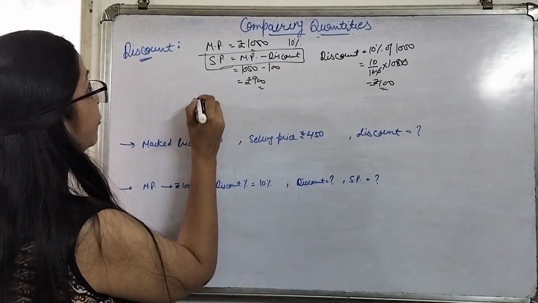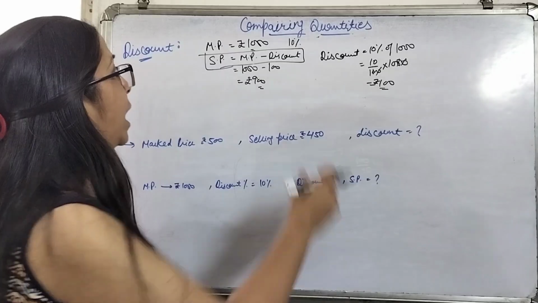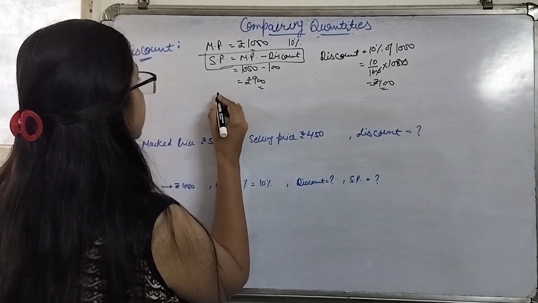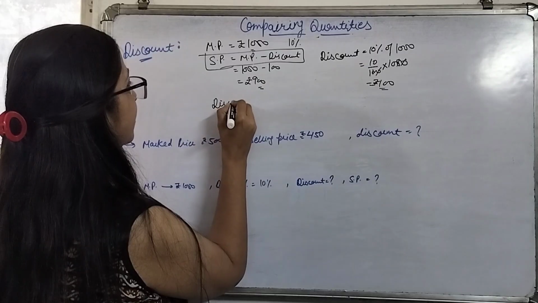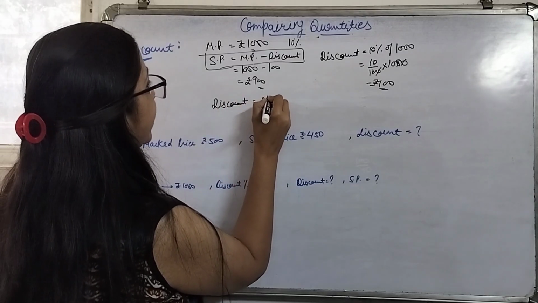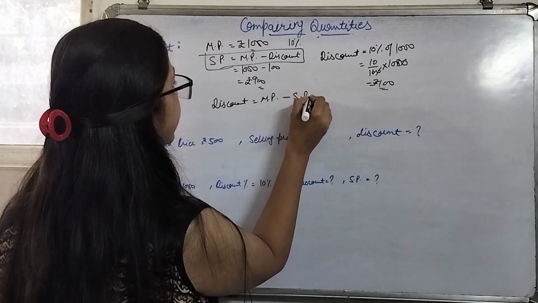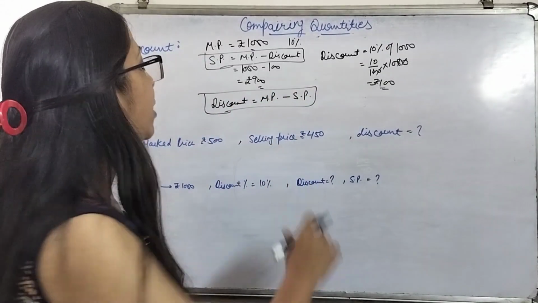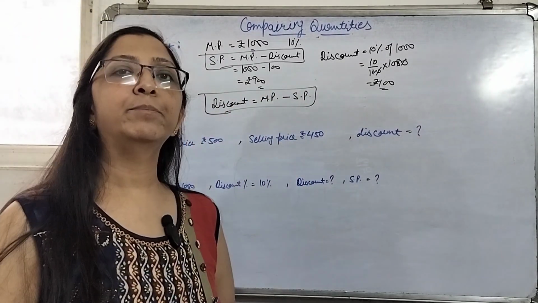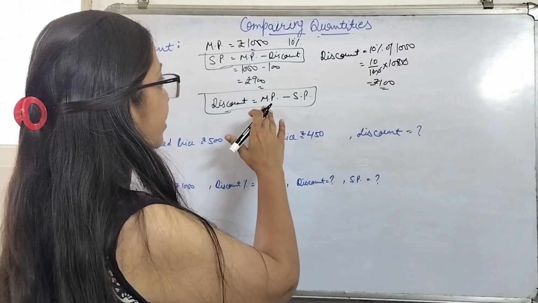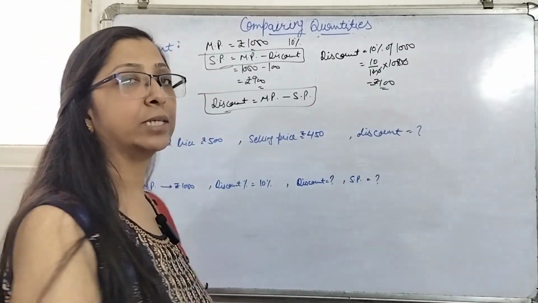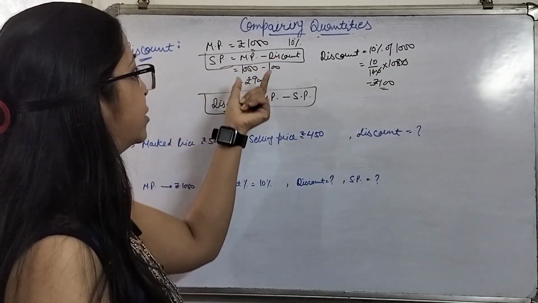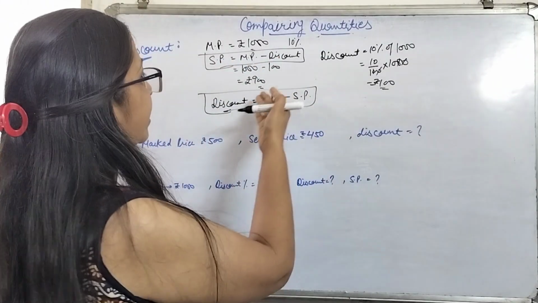Or we can say if marked price is given to us and selling price is given to us, we can find the discount also. So discount will be marked price minus selling price. If from the marked price we subtract the selling price, we will get the discount. That means how much deduction in the marked price is given by the shopkeeper to the customer, it is your discount. So any two of the three things will be given to us and we can find the third one.